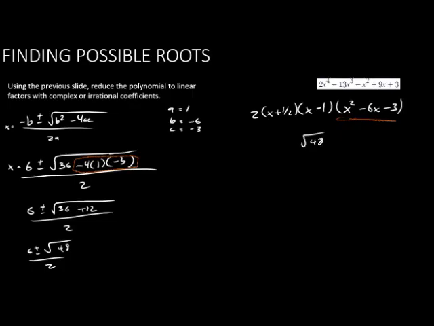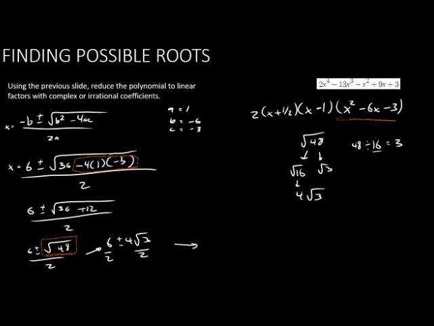If we try to split up root 48 by dividing by a perfect square, we could take 48 divided by 16. 16 is a perfect square, and 48 divided by 16 will give us 3. This will allow us to split the root 48 into root 16, root 3. However, root of 16 is just 4, so we can rewrite root 48 as 4 root 3. We will now make that replacement. And rather than having 6 plus or minus root 48, we now have 6 plus or minus 4 root 3, and each piece will be divided by 2.